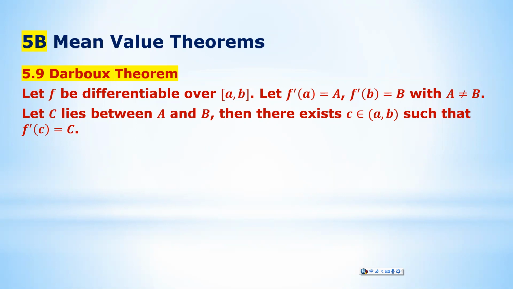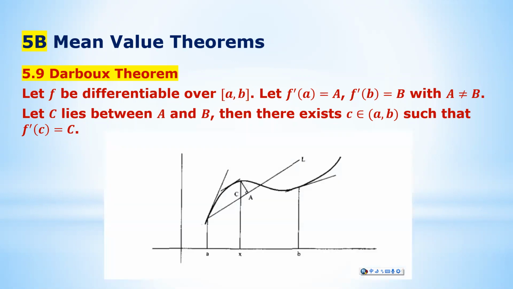So this theorem is very significant, as we are going to talk about its consequences later. First, you can see that once I know the derivative at the endpoints, then any value in between cannot be missed. You can always find a point at which the derivative equals any value between A and B.